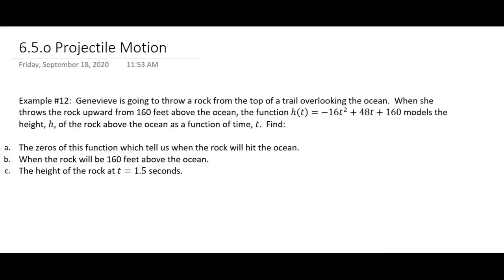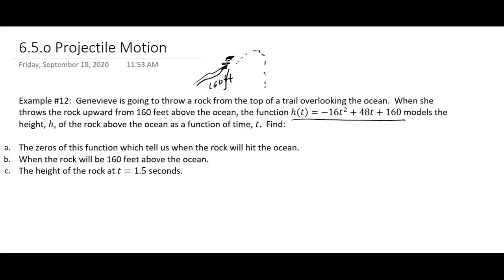Genevieve is going to throw a rock from the top of a trail overlooking the ocean. So she's on this trail. Here's Genevieve. That's a hat. And she's going to throw the rock up, and then the rock's going to come down. When she throws the rock upward from 160 feet above the ocean, so this is the cliff she's on, 160 feet. And this kind of doesn't matter, but I'm trying to give you an idea of a picture of what's going on. They give us the function, which models the height of the rock above the ocean as a function of time, t.